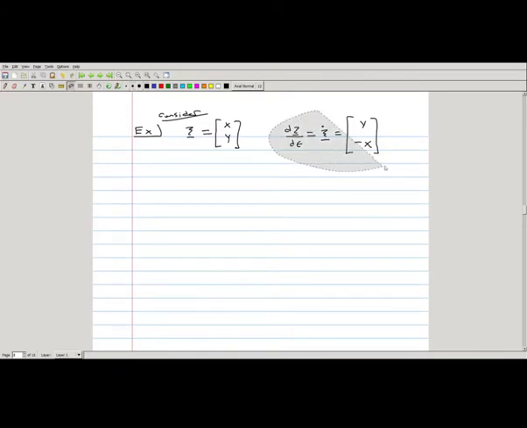So the right hand side here is our function g of xi. This is a function of the two variables x and y. And not only that, this is an autonomous system of first order ODEs. Specifically, x dot is equal to y and y dot is equal to negative x.